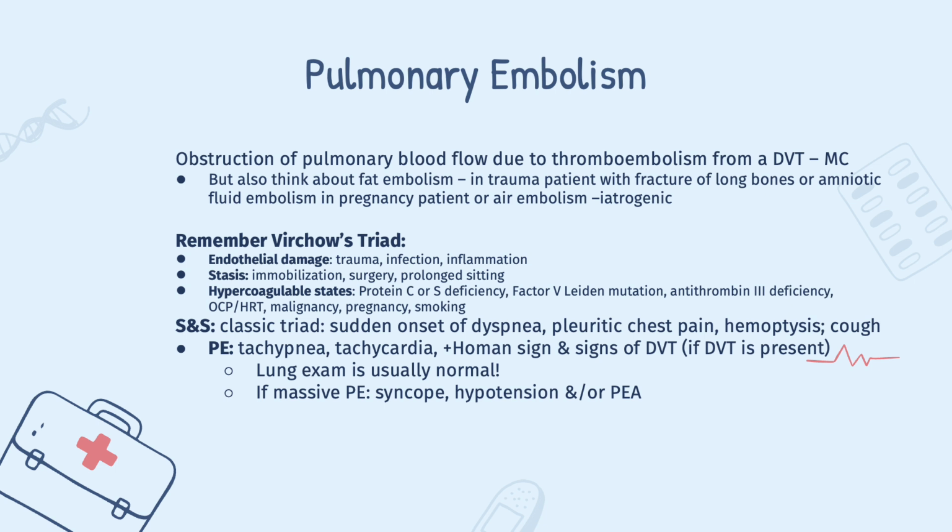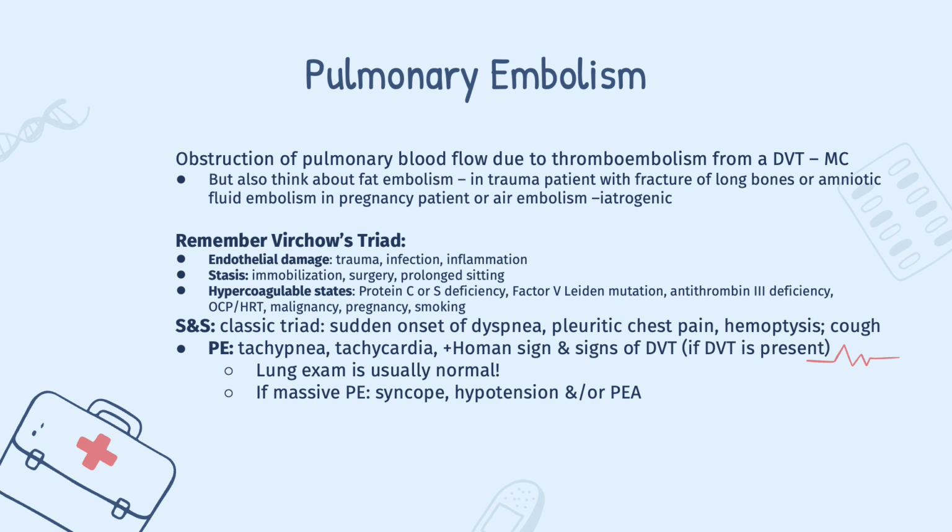Signs and symptoms: the classic triad is a sudden onset of shortness of breath, pleuritic chest pain, and hemoptysis. Although the hemoptysis, I'm going to say, is a little more rare, they always talk about that as the triad. Patients may or may not have cough as well. Be really careful with these patients because they could have a normal chest exam.